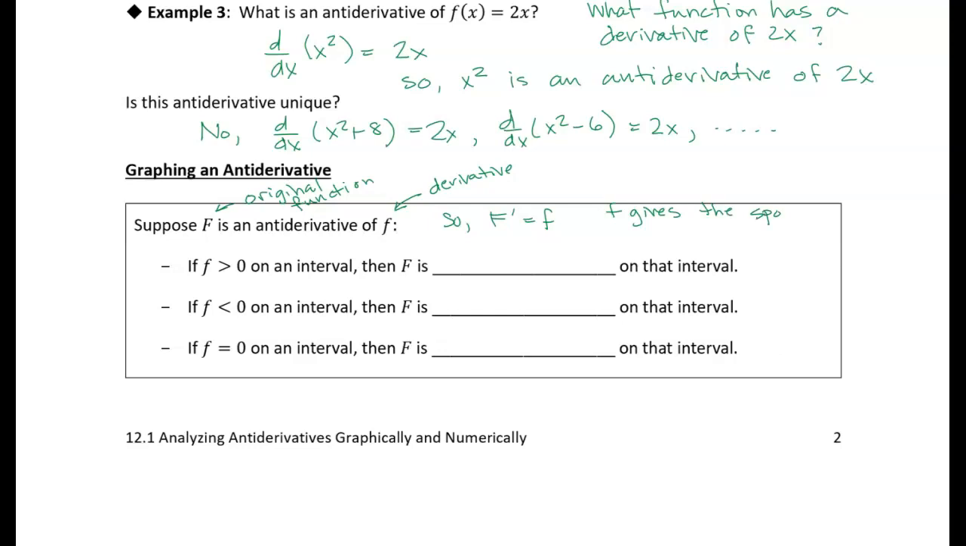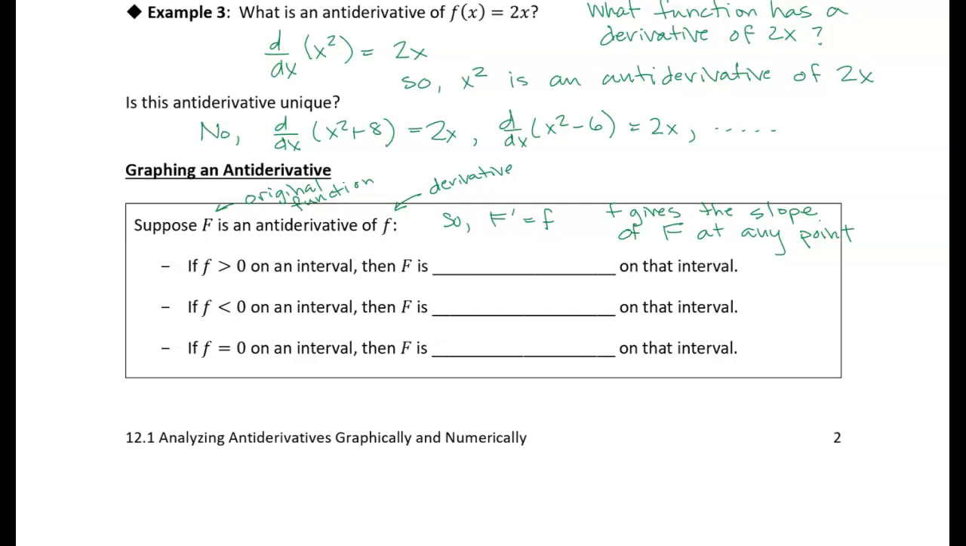of capital F at any point. Okay, so if we think of it that way, these statements will make more sense.